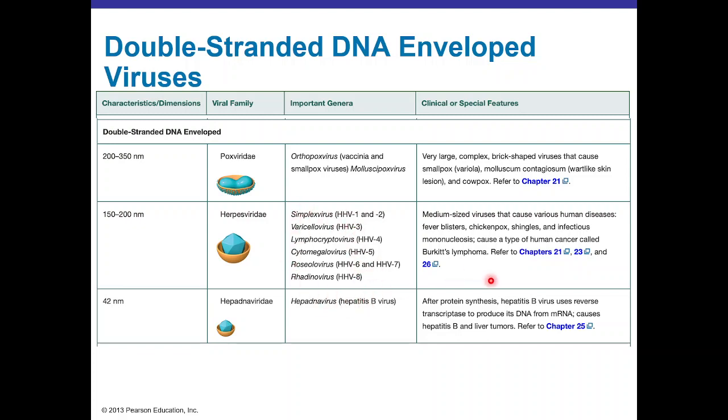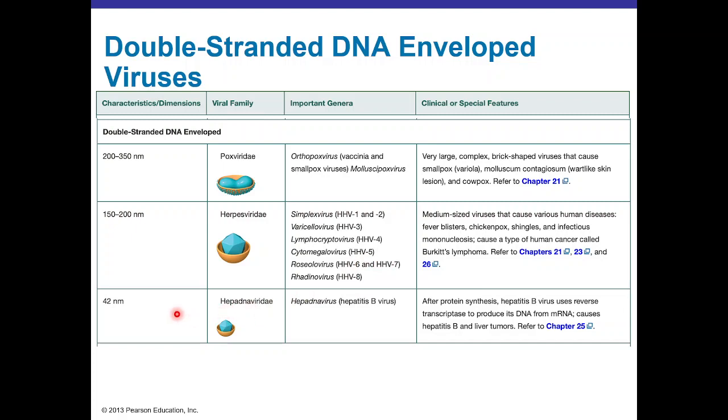And we have examples of diseases caused by human herpesviruses. So, for instance, we have chickenpox, shingles, fever blisters, infectious mononucleosis, cytomegalovirus, Burkitt lymphoma, cold sores, and we have Kaposi sarcoma for human herpesvirus type 8. And then we have roseola caused by human herpesvirus type 6 and 7.